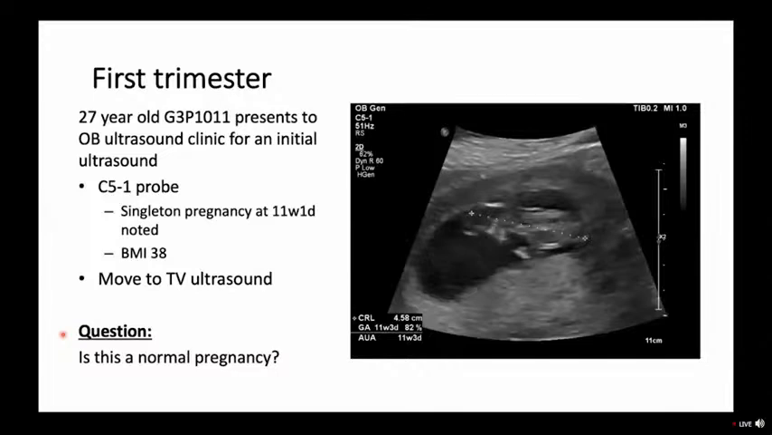How about this one? 27 years old, G3P1011, comes in for her first trimester visit. She's supposed to be 11 weeks and 1 day. She is considered obese with a BMI of over 30. We often use this C51 transducer because it penetrates really well. As I told you before, I see a pregnancy. Yes, it's intrauterine. There's a crown rump length of 45.8 millimeters, 11 weeks, 3 days. Do you guys have any concerns, thoughts initially?